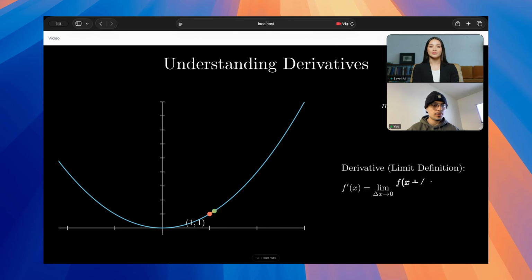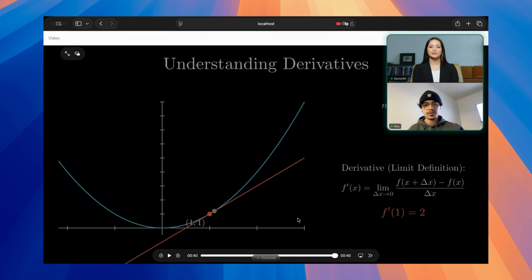So just to let you guys know, this is literally being live generated. So no matter what I ask, it will generate it on the fly. Right now we're using Manim to generate those kinds of videos. But you saw there was also Desmos before.